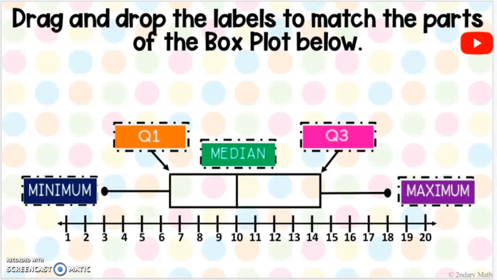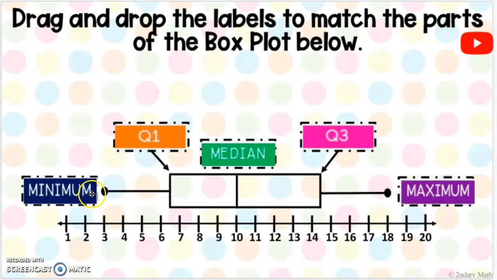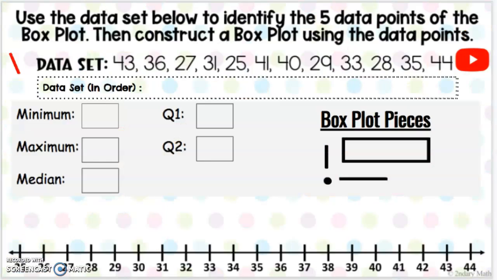Let's go ahead and start making this now. So we're going to use the data below to identify the 5 data points. So if we take a look back here, we have 1, 2, 3, 4, 5 parts of the box plot. We're going to identify them. Then we're going to construct the box plot using this data. So first, let's put the data set in order. So let's put these numbers in order.